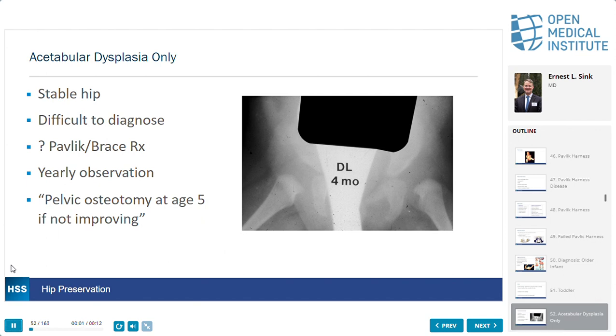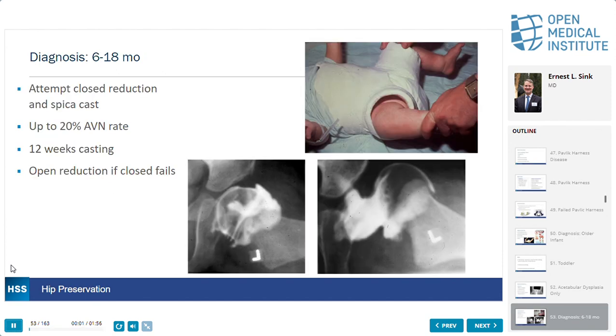So if you have acetabular dysplasia only, well, if they're young, you can consider a brace. Perhaps you get an x-ray, one side the sourcil is up, the hip slightly lateralized, that's when I'll use a brace.